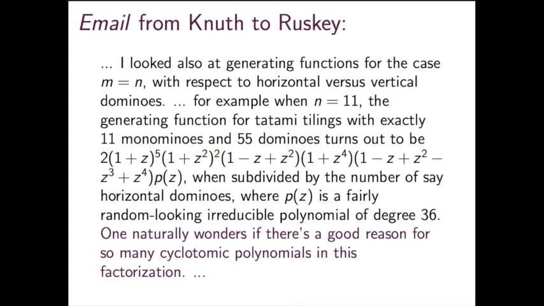So he's looking at the number of n by n coverings with n monominoes, and the thing that we're generating is the number of those with exactly k horizontal dominoes. And I'll express that again in a second. And then he says that P of Z is a fairly random-looking, irreducible polynomial of degree 36. And lastly, one naturally wonders if there's a good reason for so many cyclotomic polynomials in this factorization. And he's referring to the fact that all of these factors here are cyclotomic polynomials.